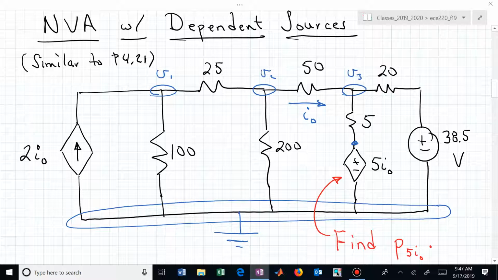And then these two dependent sources depend on that current I sub 0. So now you're given that information. You then had to find the node voltages and analyze the circuit based on that given information. So you're given I sub 0 and how it is related to your dependent sources, the dependent current source and the dependent voltage source. Now what we want to do is figure out the power associated with that dependent voltage source that's 5 I sub 0 in voltage. How do we find that power?